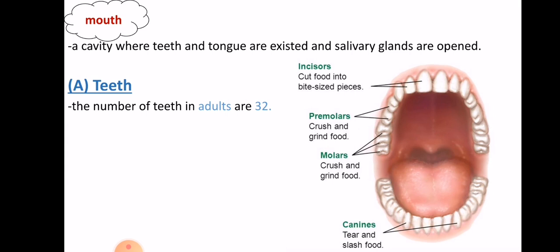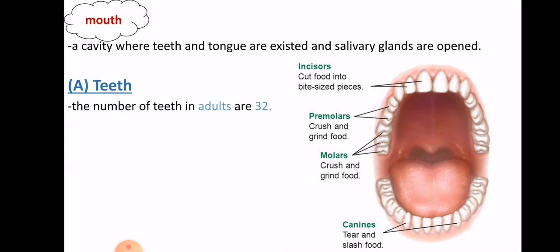10 molars in the upper jaw and 10 molars in the lower jaw. So there are 5 in the left and 5 in the right of the upper jaw, and there are 5 in the lower jaw on the left side and the right side.